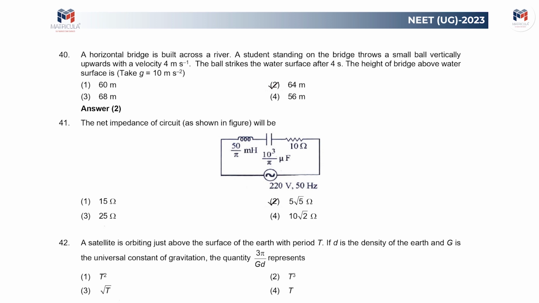Question number 42. A satellite is orbiting just above the surface of the earth with period capital T. If d is the density of the earth and capital G is the universal constant of gravitation, the quantity 3π by GD represents. The answer is option number 1, T square.